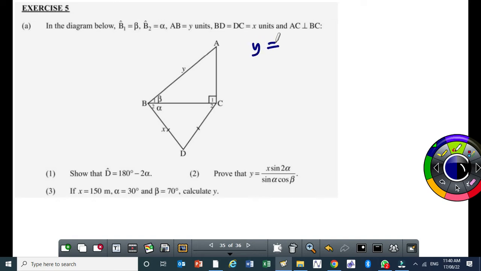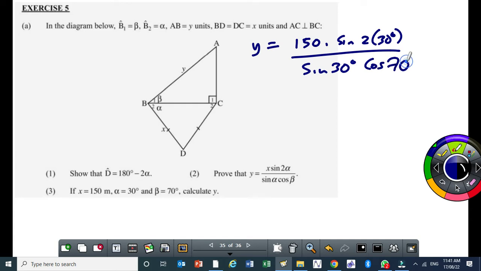So y will be equal to, x is 150 meters, right? And then alpha is 30, so this will be times sine 2 times 30 degrees, all over sine 30, which is the half, times cosine of 70 degrees. What answer do you get? Sir, can you please put it in the calculator yourself? Why are you scared?